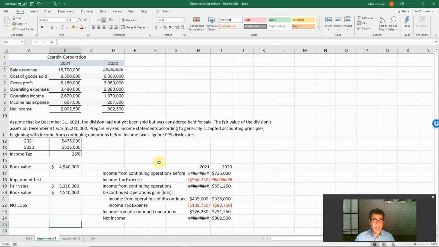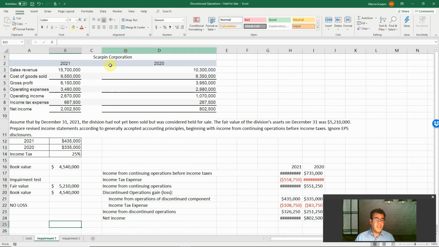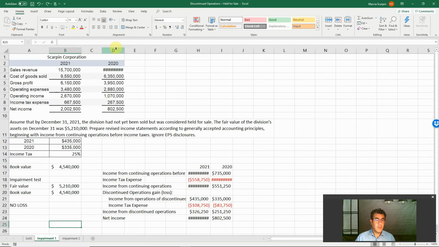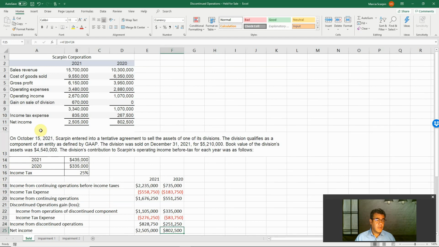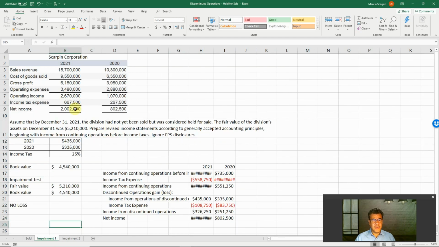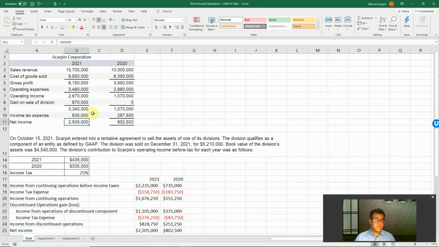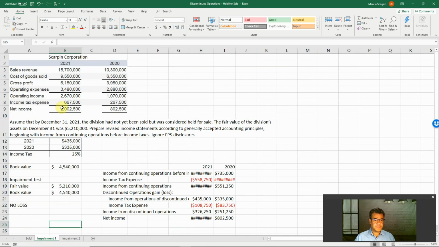And what do we have here? Whoa, the same income statement. However, we are not selling it. So we just delete the gain on sale of division. So I just delete it. So we only change the 2021 net income and income tax expense and so on. And 2020 is the same.